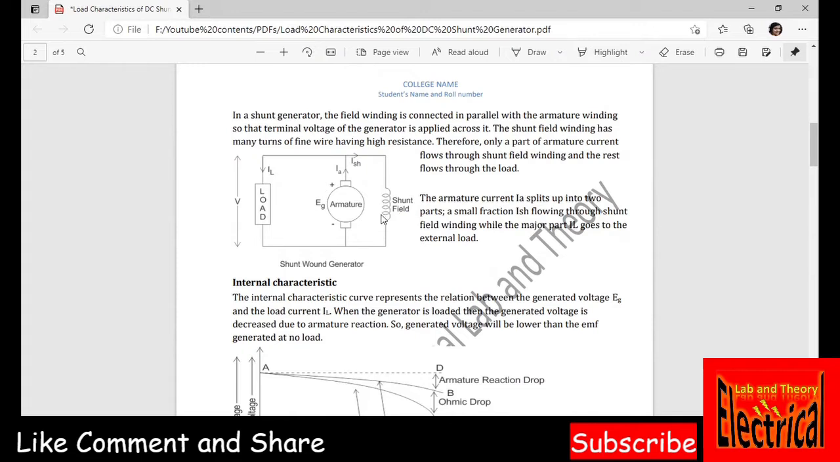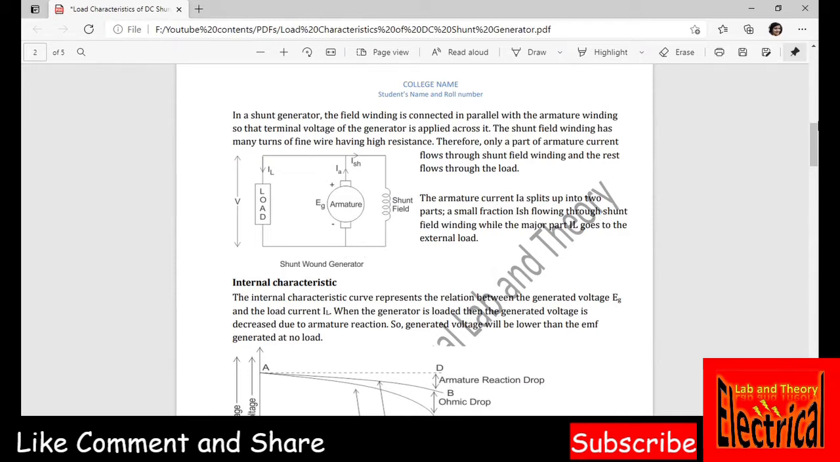Okay, the shunt field has thin wires with more number of turns, so that the current through the shunt field is very less, so the maximum current flows through the load. Okay, so this is the diagram of shunt wound generator.